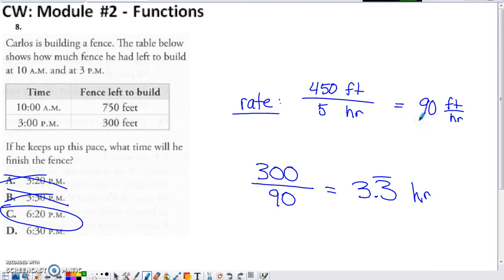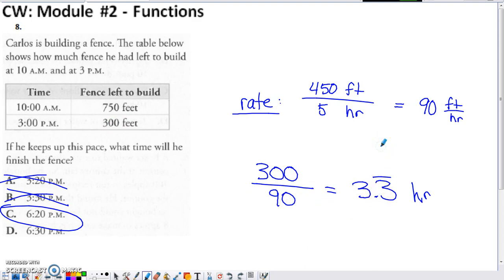Well, if he's able to build the fence at a rate of 90 feet per hour, and we know that he's got 300 feet of fencing left to build, all we have to do is take that 300 feet, divide by the rate that he's able to build the fence, 90. We just figured that out, and we've got our answer of 3.3 hours.